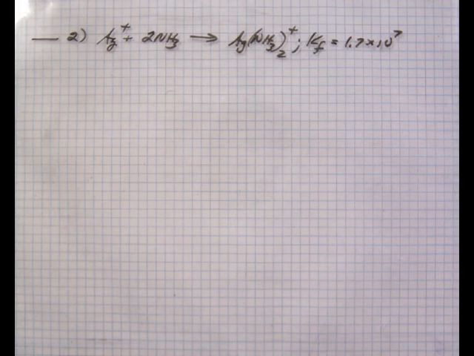Okay, and this one, you're given the formation of a complex ion and its formation constant. What is the dissociation constant? How do you calculate that? Anybody?